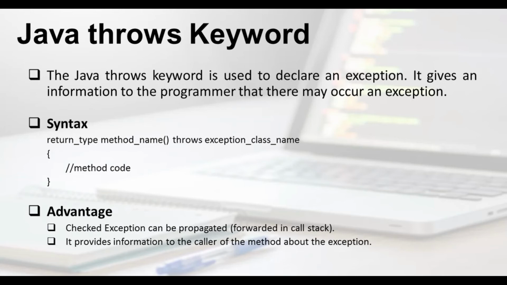Exception handling is mainly used to handle checked exceptions. If any unchecked exception occurs, such as a null pointer exception, it is the programmer's fault that he did not perform a check before the code was used. So it is better for the programmer to provide exception handling code so that the normal flow can be maintained. Some advantages: checked exceptions can be propagated, that is forwarded in the call stack. It also provides information to the caller of the method about the exception.